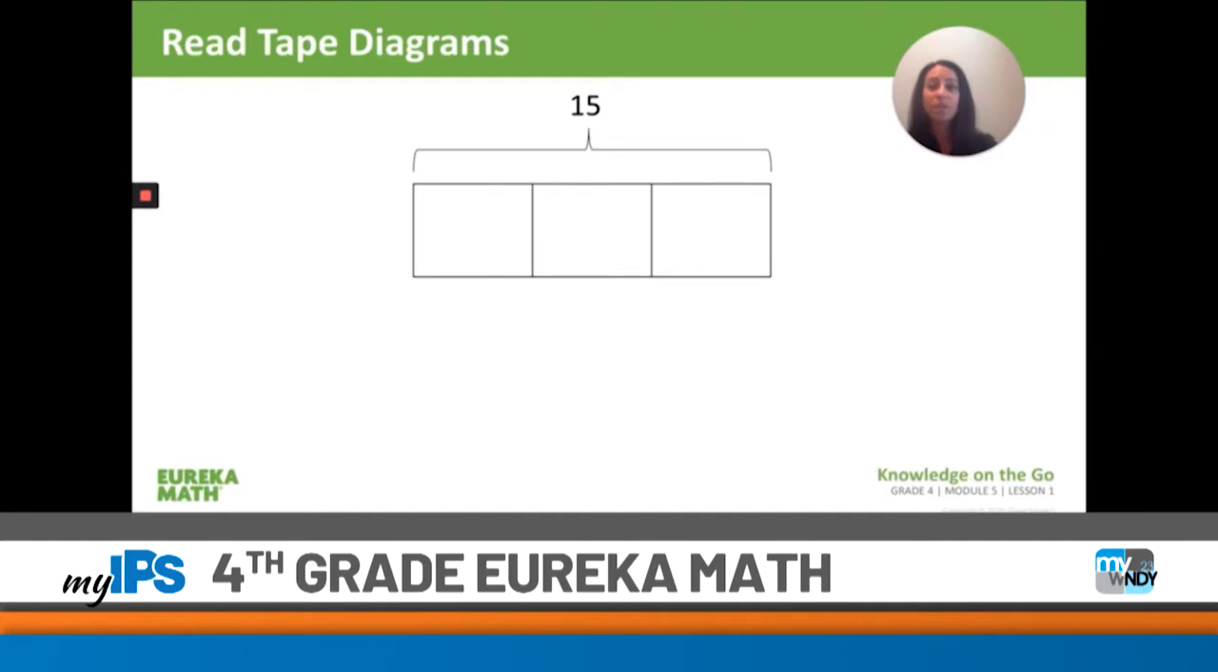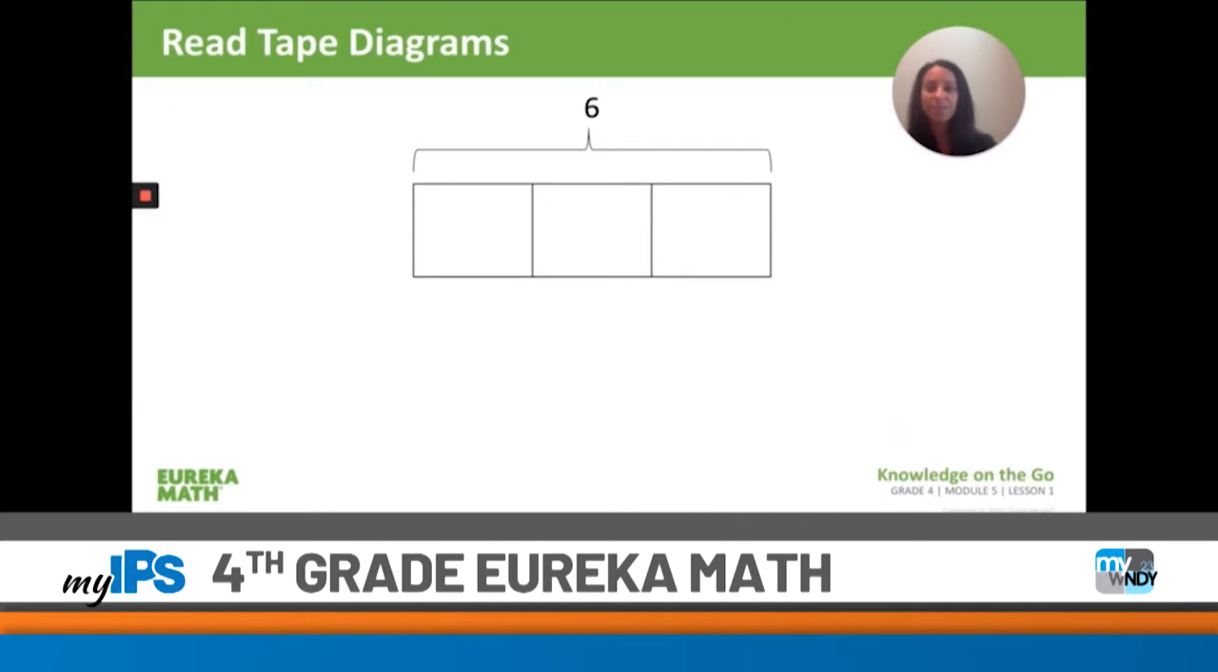What do you notice about the parts? There are 3 parts this time. What's the value of the whole? 15. Let's say our division sentence together. 15 divided by 3 equals 5. Now that we know that each unit has a value of 5, let's write our repeated addition sentence together to find our whole. 5 plus 5 plus 5 equals 15.